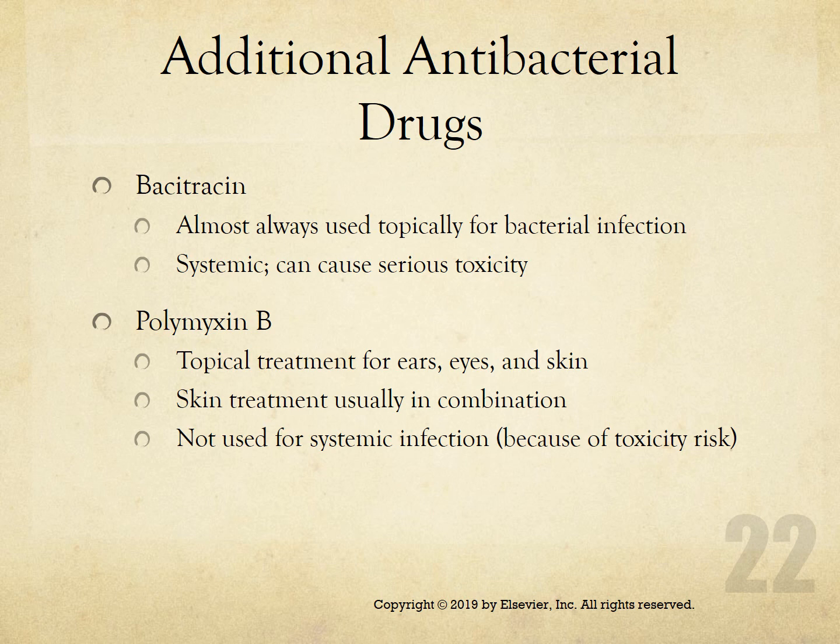You also have bacitracin, which is a topical agent that's used frequently. You can get that in an OTC preparation for topical bacterial infections. And we also have the polymyxin B, which is a topical treatment for ears, eyes, and skin. It is not used systemically due to its toxicity risk. I don't like this one either.